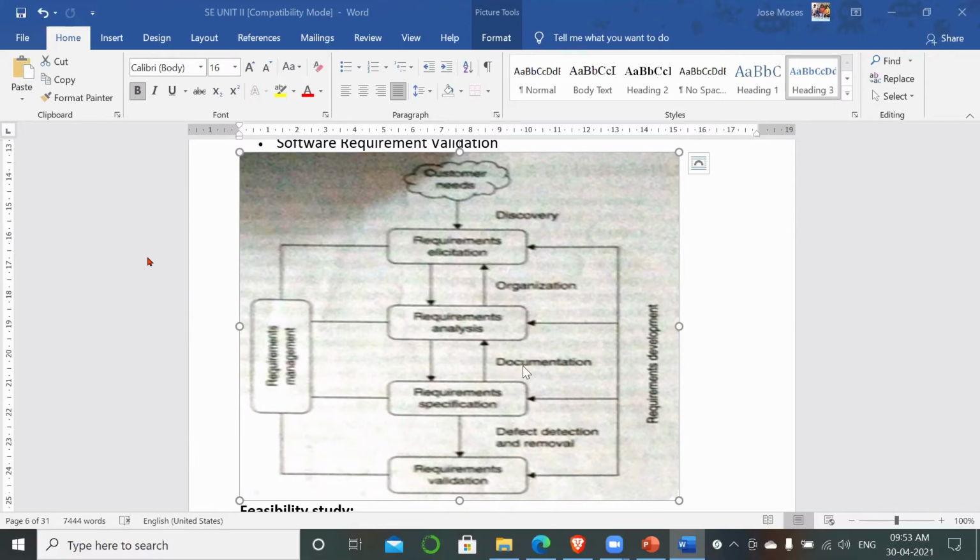Once the documentation part is ready, you are validating whether those are right or wrong. If it is right, and you want to incorporate something, you can incorporate it, or if you want to remove anything, those are removed.